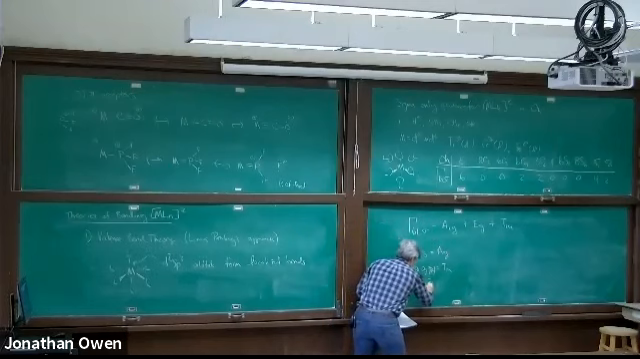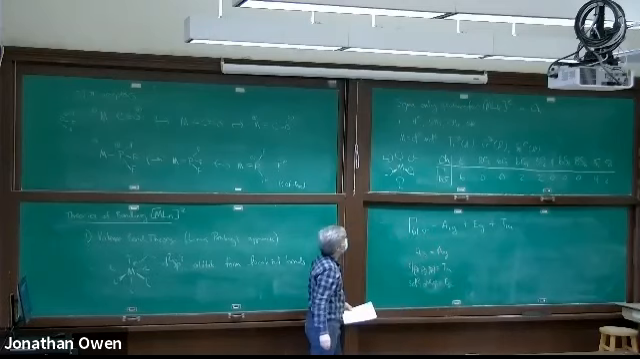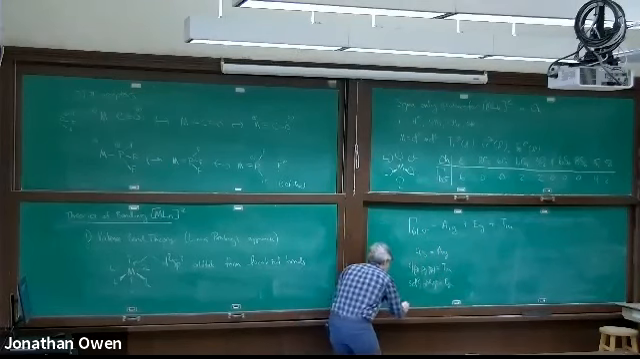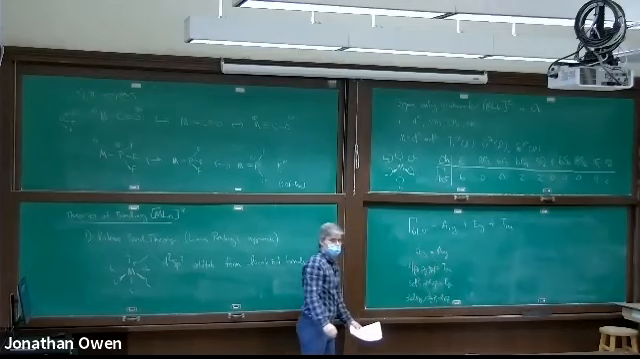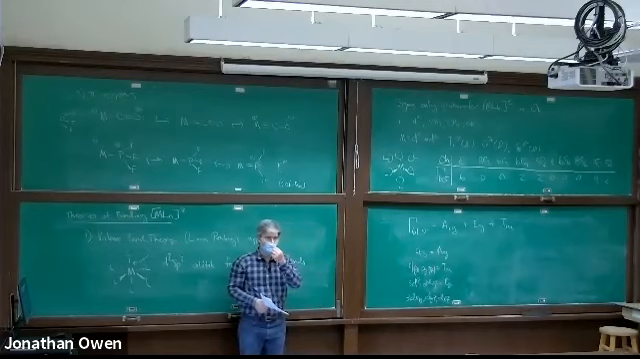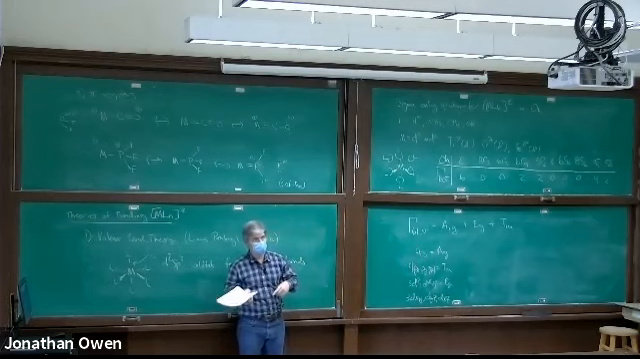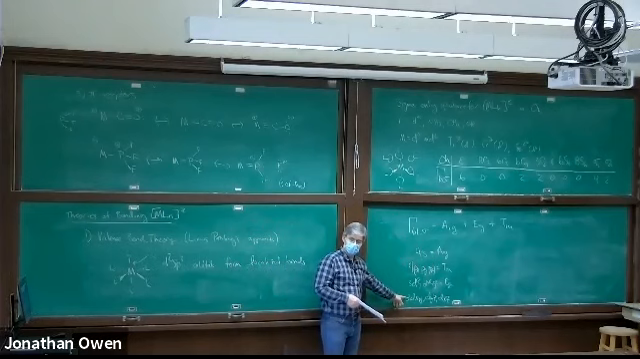Dz squared and dx squared minus y squared are e. And xz, yz, and xy, where are those guys? What are they doing? Where are those orbitals in this transition metal complex? Between the ligands, right? Dz squared and dx squared minus y squared point at the ligands. Dxz, dyz, dxy, they're in the spaces between the ligands.